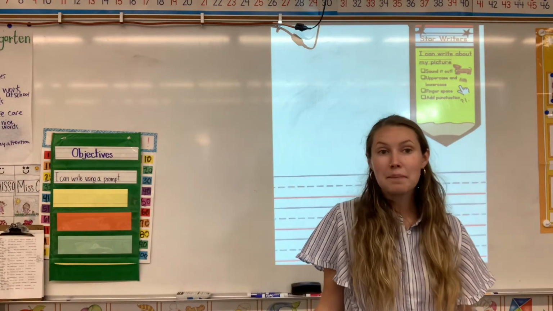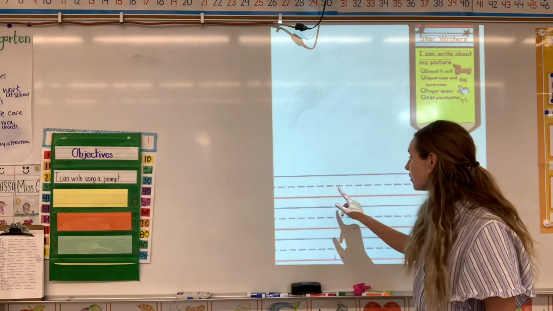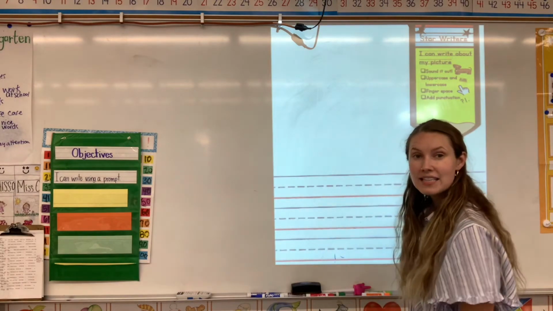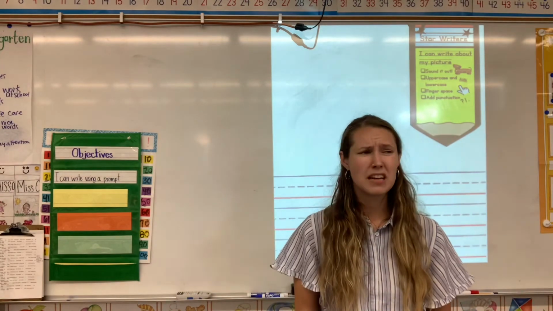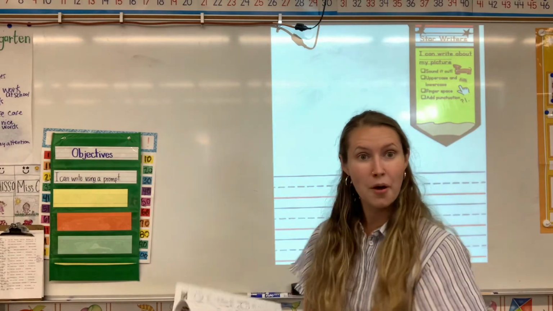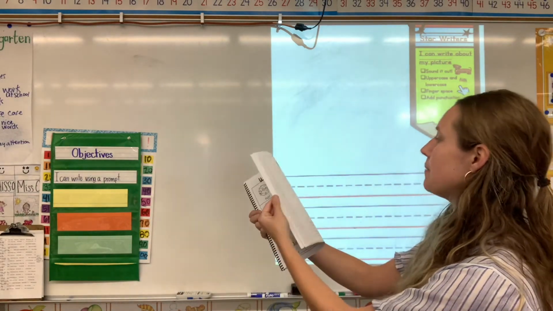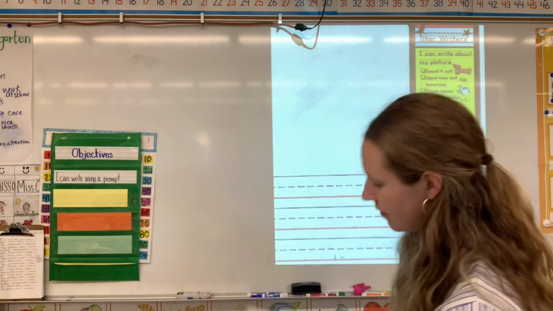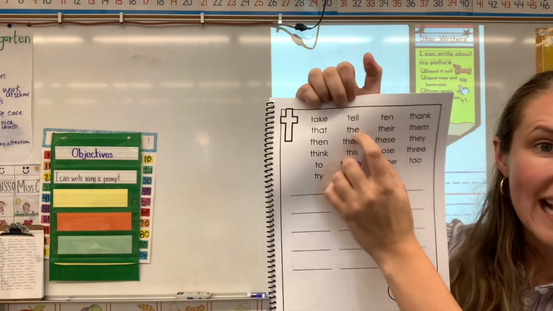Now I want to start by writing how the weather is today. I want to write the weather today is, but maybe I don't know how to write the. But I know it starts with a T. I can use my word wall. I'm going to find my letter T page. T. And the word the is right here on the second line.